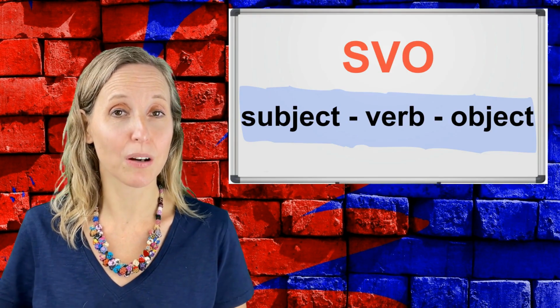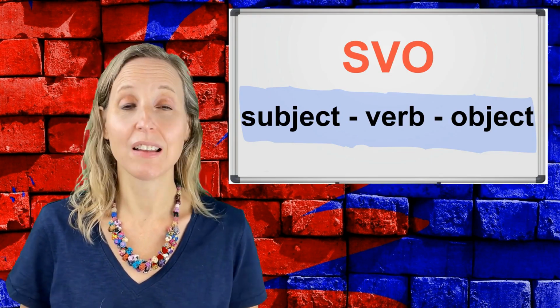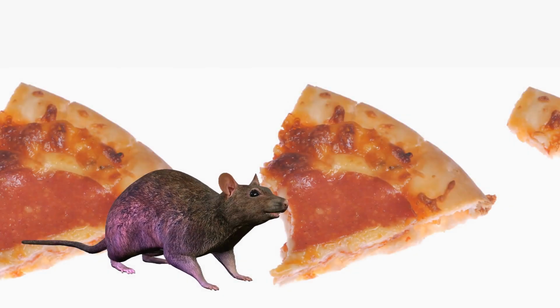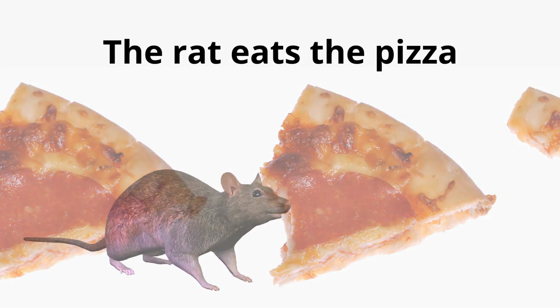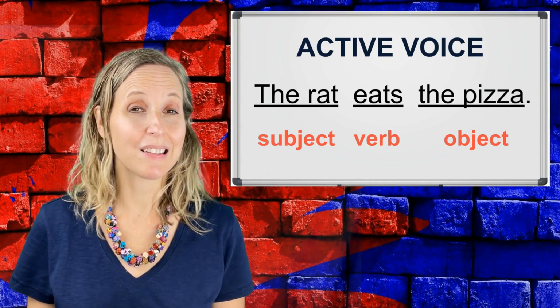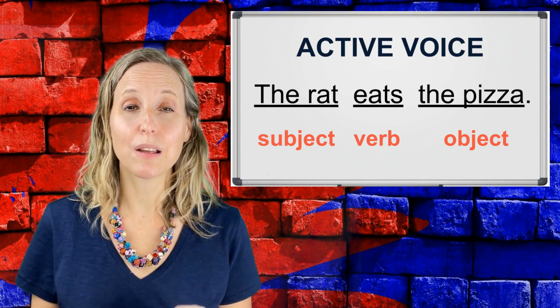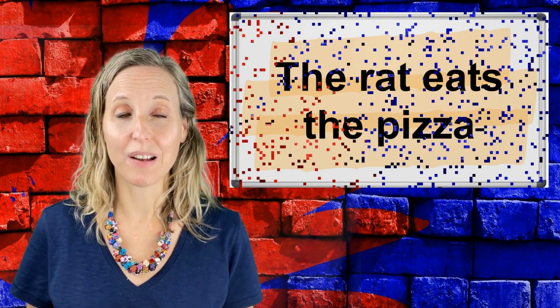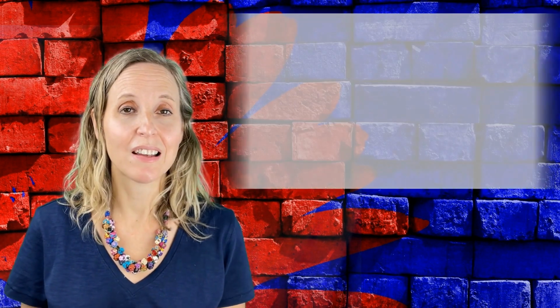English is a language that has a subject, verb, object sentence structure. Subject, verb, object. Here's an example. The rat eats the pizza. The subject is rat. The verb is eats. The object is pizza. In active voice, the subject, the rat, performs an action stated by the verb, eats. The rat eats the pizza.